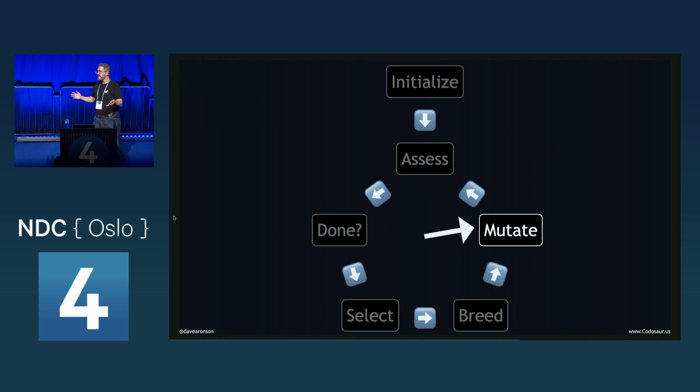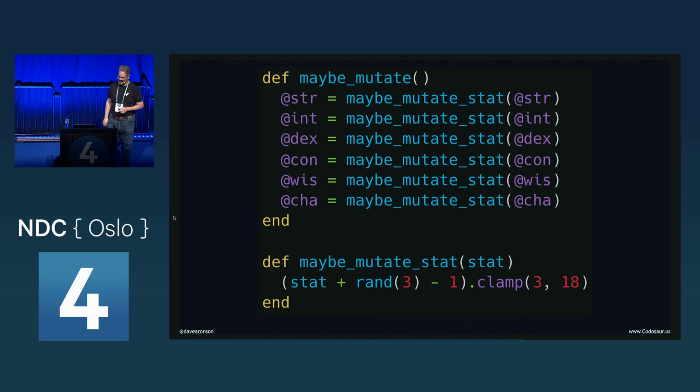And again, I'm going to keep it simple and just give each gene a 1 in 3 chance each of staying the same or going up a point or down a point within the valid range of 3 to 18. And in code, that would look like this. For each stat, we add a random number from 0 to 2 and then subtract 1, which is effectively the same as adding a random number from -1 to 1. And then we clamp it within the range of 3 to 18.